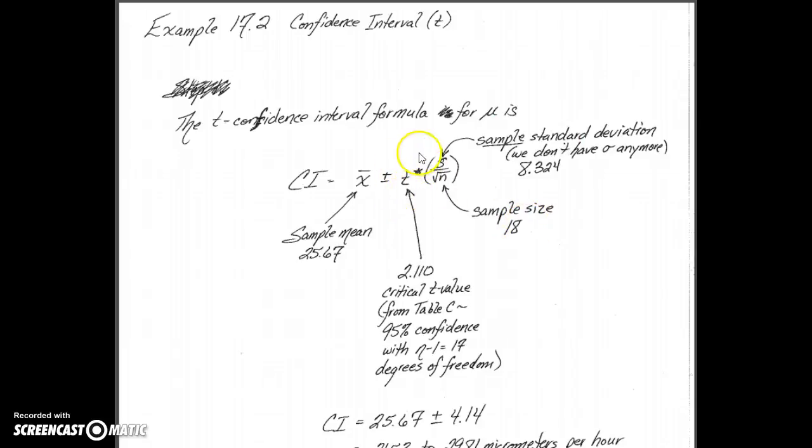So the hardest thing I think here is this t-star. First of all, we need to know what kind of confidence, and I think the question tells us it's a 95% confidence interval. The second thing we need to know is degrees of freedom. And so degrees of freedom, when we're just dealing with a single sample like this, is n minus 1. It's one less than the sample size. Our sample size is 18, so our degrees of freedom is 17. So 95% confidence, 17 degrees of freedom.